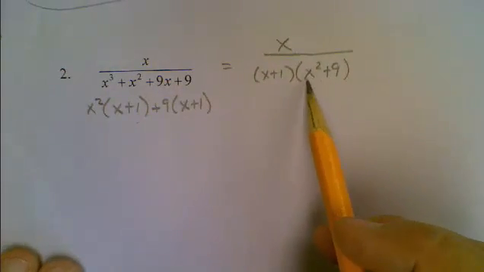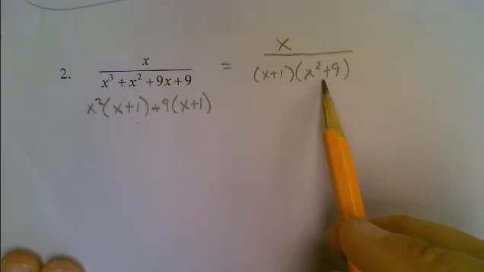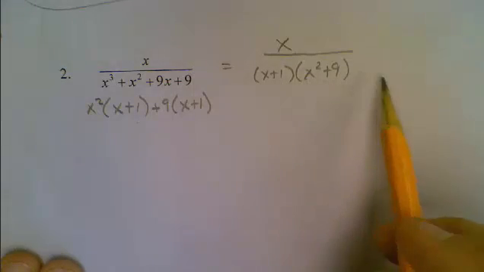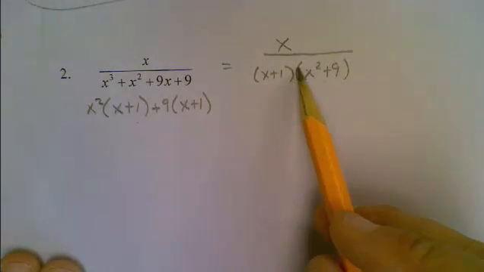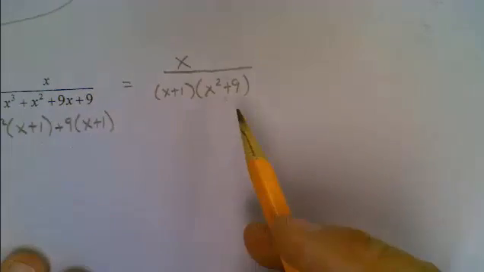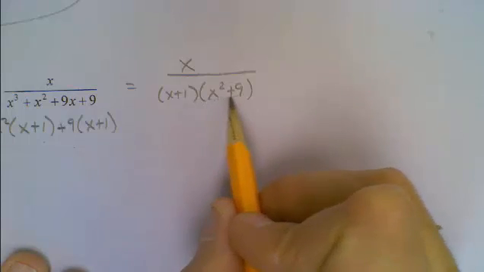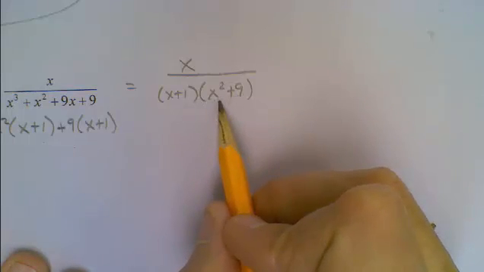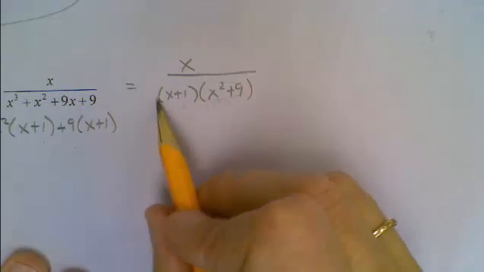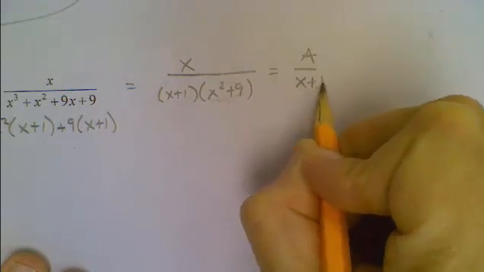Now, if that would have been x squared minus 9, I could have factored that as the difference of squares and had 3 different factors. This, though, cannot be factored any further. So that means when I go to set this up, I have to use that case 3 that says if you have a factor that's a quadratic, we have to put a linear on top of it. So this one's a linear, so I'm okay to write a over x plus 1.